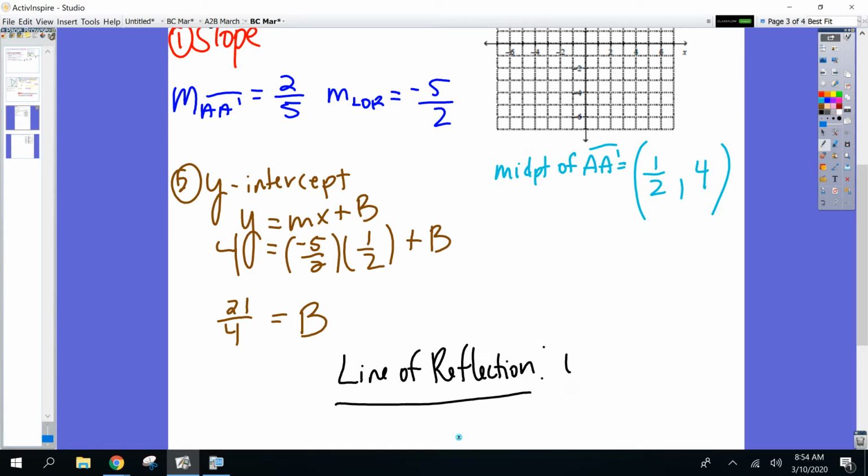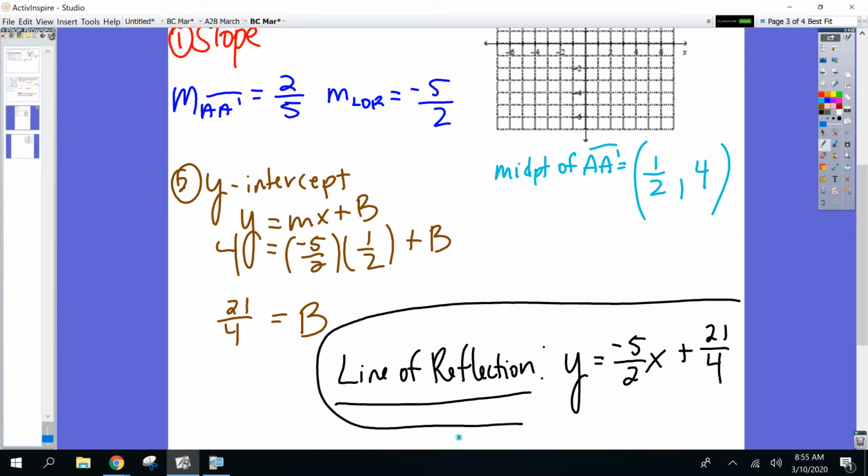Line of reflection, y equals, what was its slope? -5/2x. And what was its y-intercept? Whatever version of 21/4 you had. There it is. That's the line I reflected A over to get A prime. Are we okay here? Let me know now, because the next one's no joke.